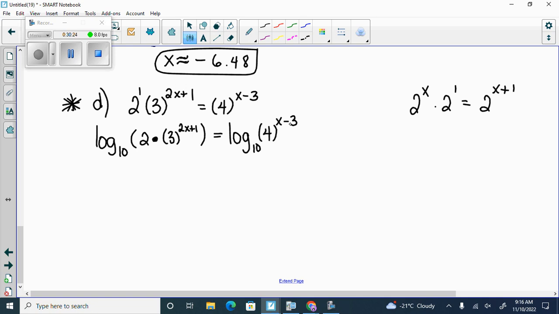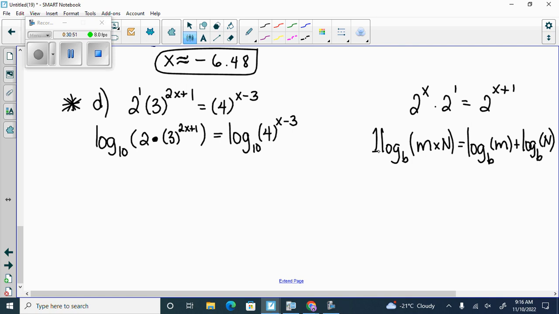It says, if I have log base b of m times n, I can just write that as log base b of m plus log base b of n. I would like to draw your attention to the fact that the log has a 1 in front of it. If the log doesn't have a 1 in front of it, you can't use it.